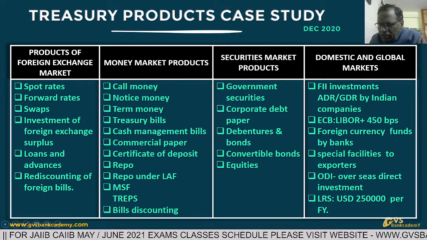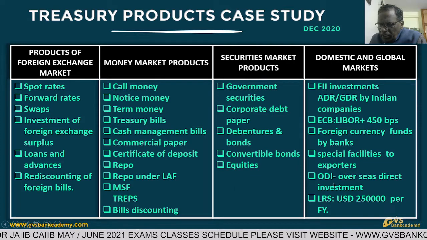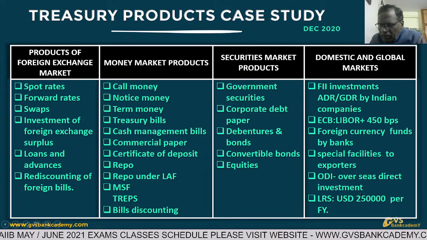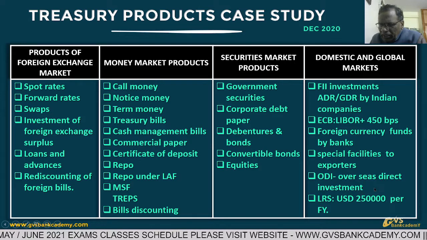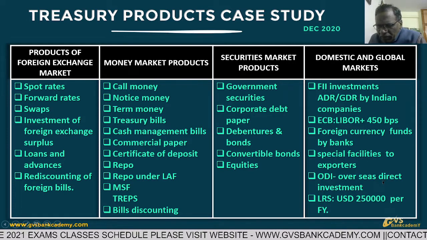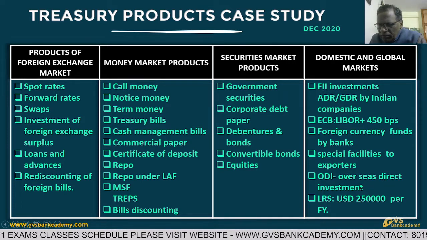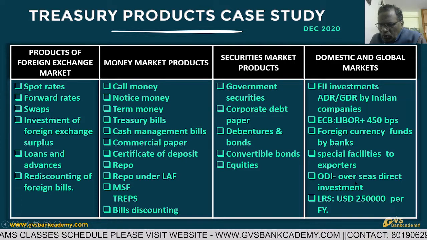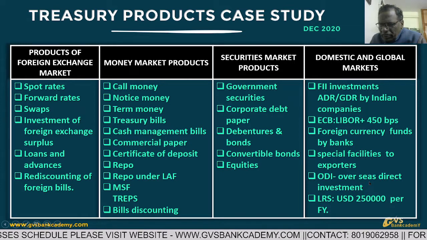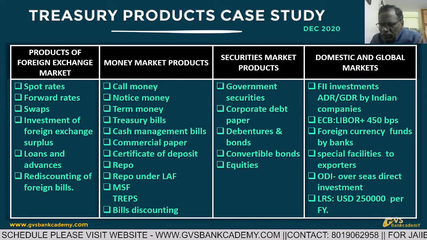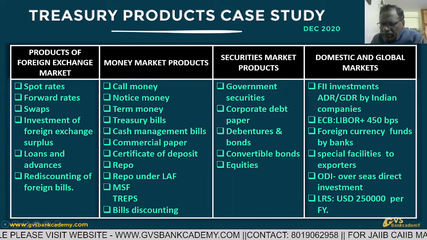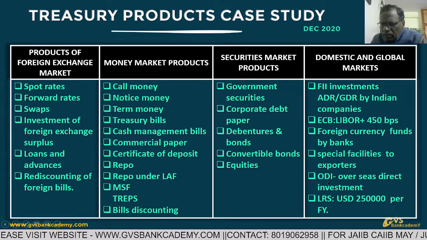ODI, overseas direct investments. Indian companies are allowed to invest in overseas markets in their subsidiaries, associates and joint ventures up to 400% of net worth, or 4 times of net worth. Indian companies are allowed to invest in their own subsidiaries, associates, joint ventures up to 400% or 4 times of net worth. This is the Reserve Bank of India guideline about the ODI.